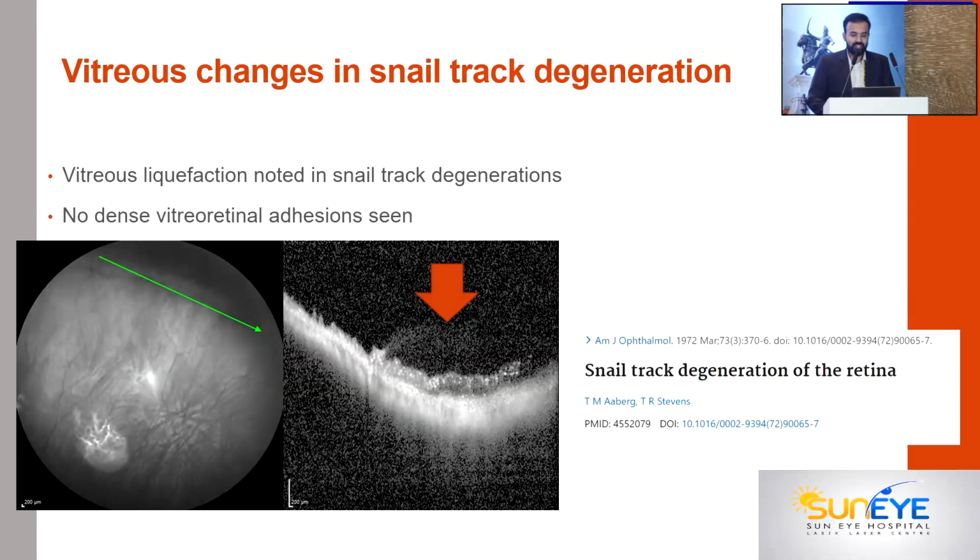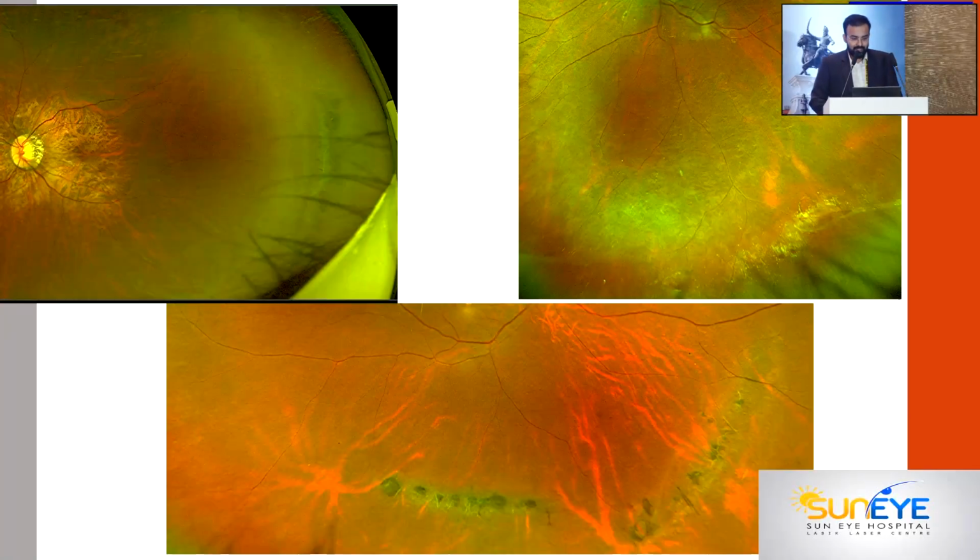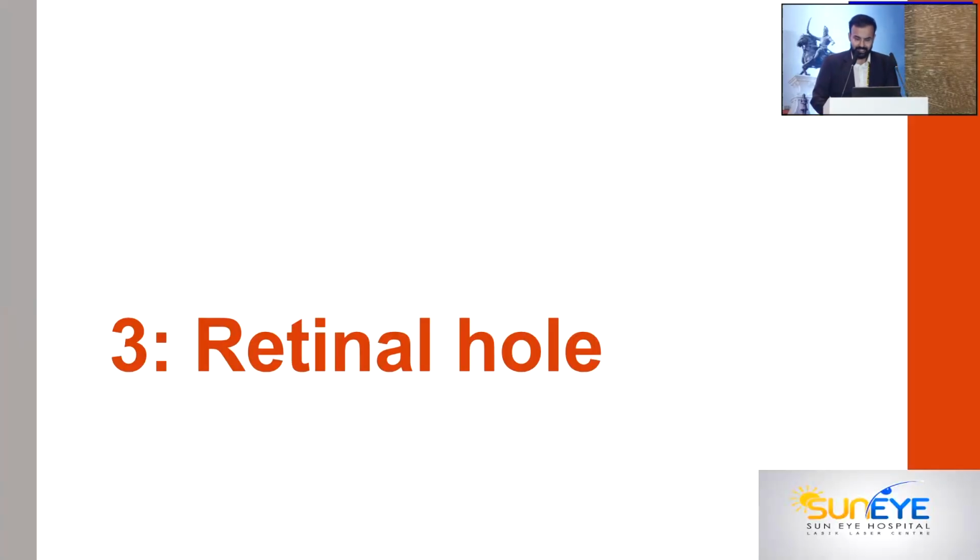So the vitreous changes in a snail track degeneration are vitreous liquefaction, and there is no dense vitreoretinal adhesion seen. So this is how we basically differentiate. Second is the lattice degeneration. A lattice degeneration is basically present in the periphery. It can be superior temporal, superior nasal, any part of the retina it can be seen in.